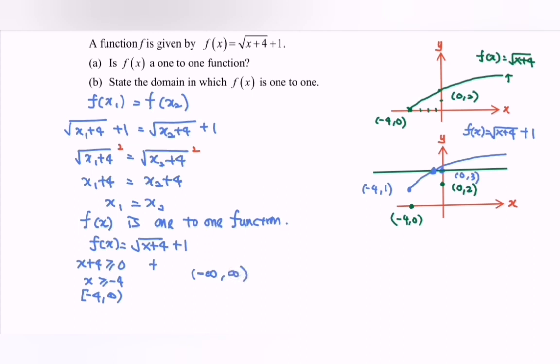Then we have the plus. The meaning of the plus here is actually intersection. So we have the domain negative 4 until infinity intersect with all real numbers. On the number line, we have negative 4, then a circle towards the right. Then we have negative infinity until infinity, which is the straight line. Then we have the intersection, so this will be the intersection part. So the domain for the function f(x), in order to be one-to-one, would be negative 4 until infinity.